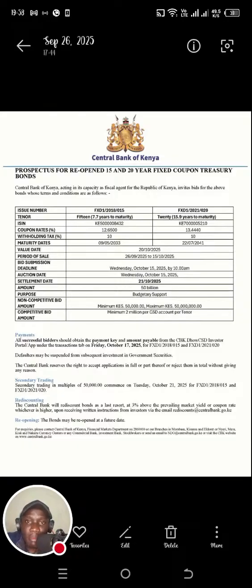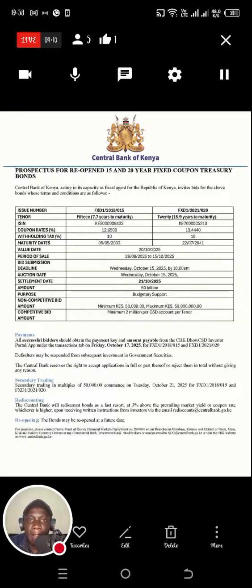So the prospectus reads, prospectus for reopened 15 and 20-year fixed coupon treasury bonds. So you can see we have two treasury bonds that are on offer for the month of October 2025. And I request that we start with the first bond with the title FXD1/2018/015. I always say that just by checking the title, there are a few things that you should be able to understand about the bond that we are dealing with.